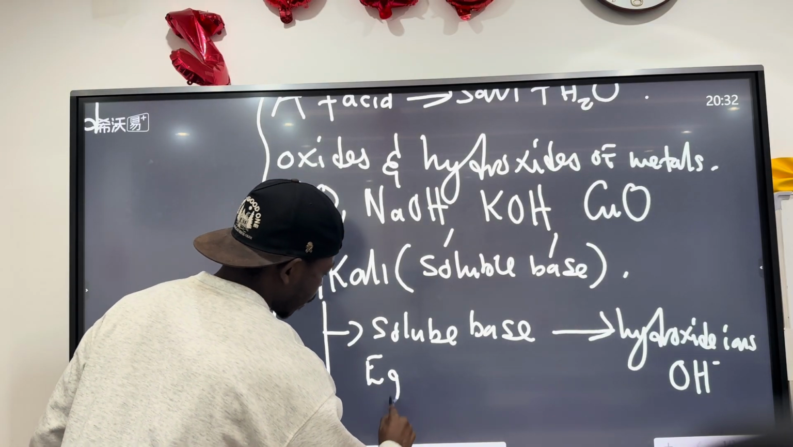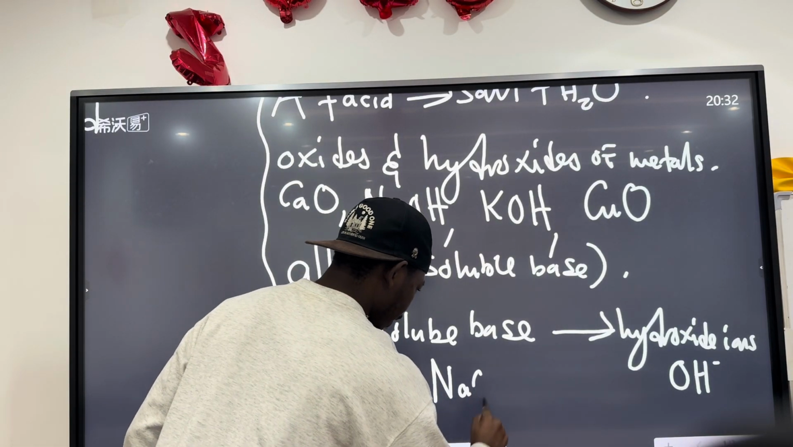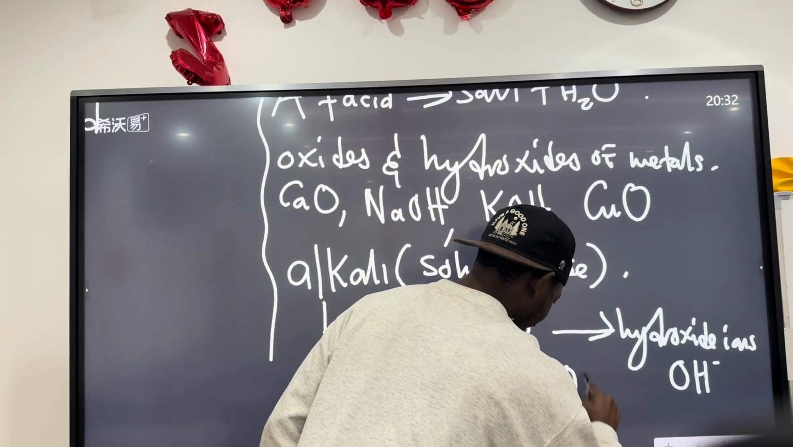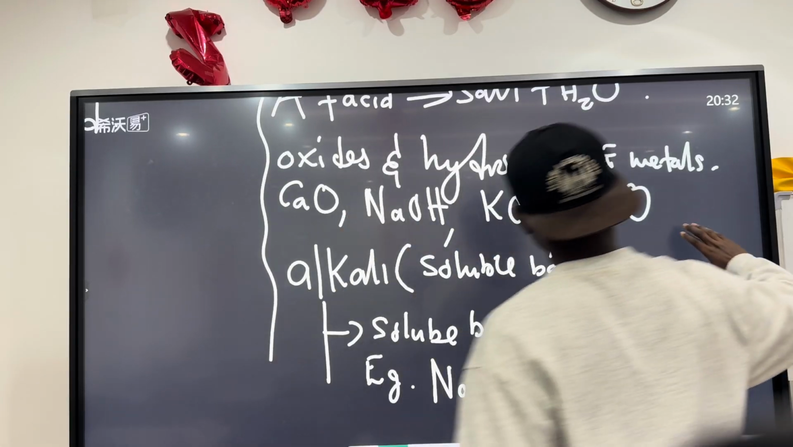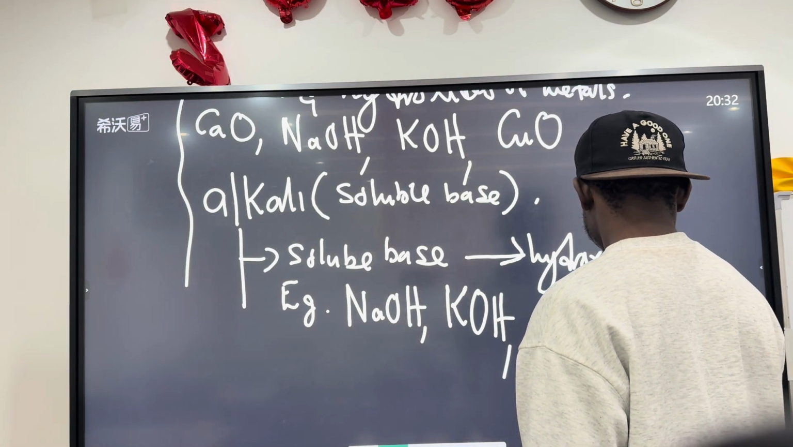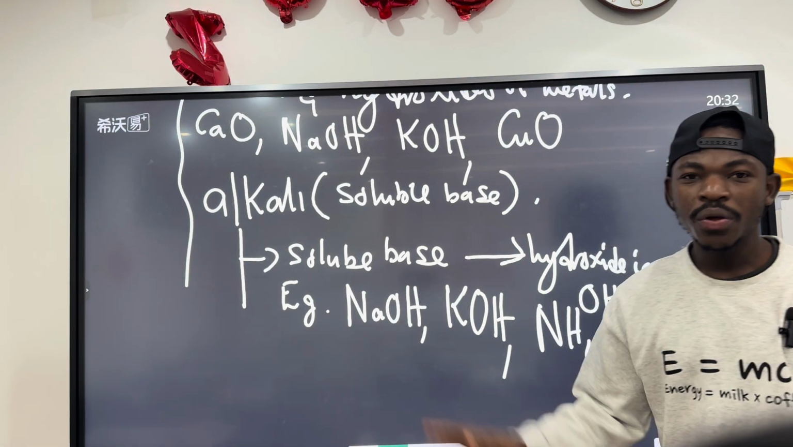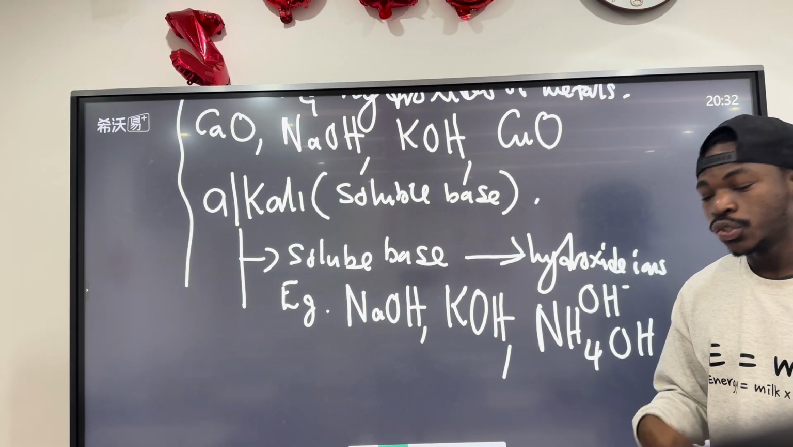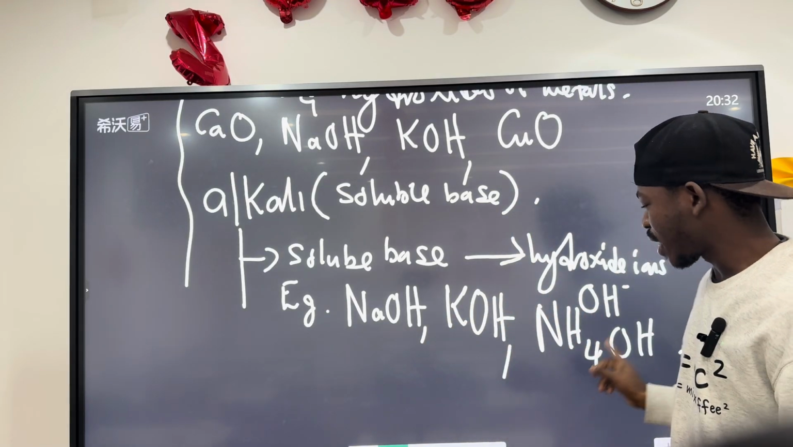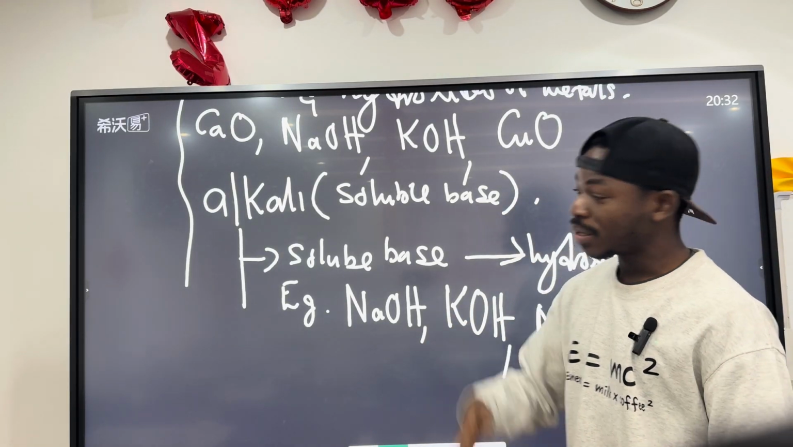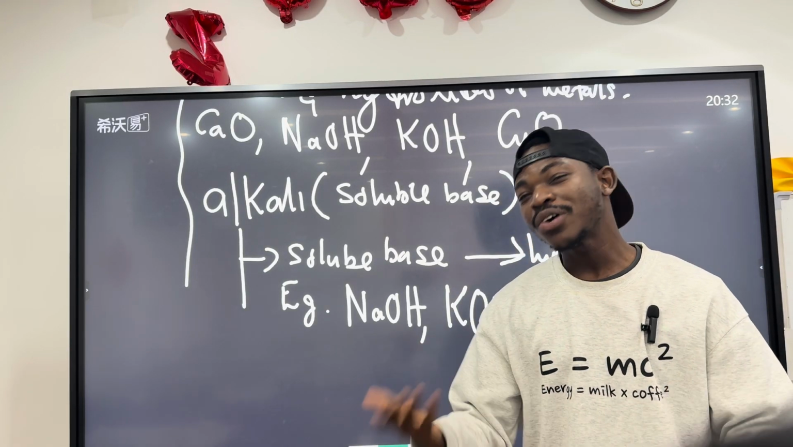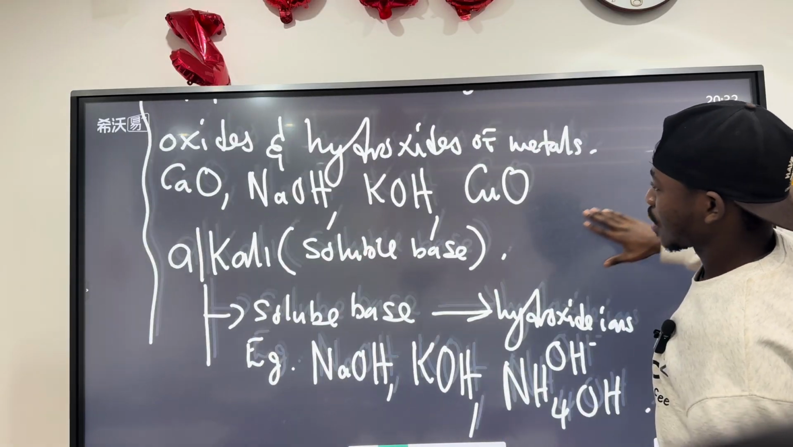Examples of alkalis: sodium hydroxide. What else? Potassium hydroxide. What else? Ammonium hydroxide. Okay. So all these are soluble bases. They are able to do what? To dissolve in water. Then once they dissolve in water, they can release these hydroxide ions. We call them alkalis. But remember, they are still bases, meaning they are also able to react with acids to form what? Salt and water. I hope you understand what we have there.